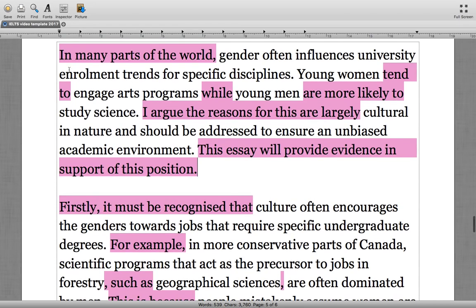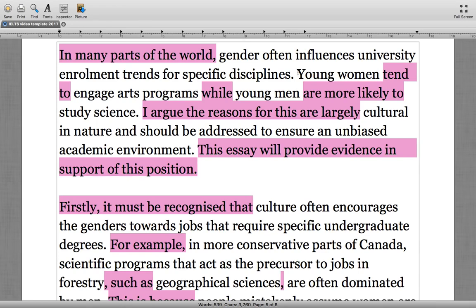Okay, so this essay starts with, in many parts of the world, gender often influences university enrollment trends for specific disciplines. So in many parts of the world, we could have switched that to just today, comma, today, gender often influences university enrollment, or in many places, it's just kind of a general background phrase.